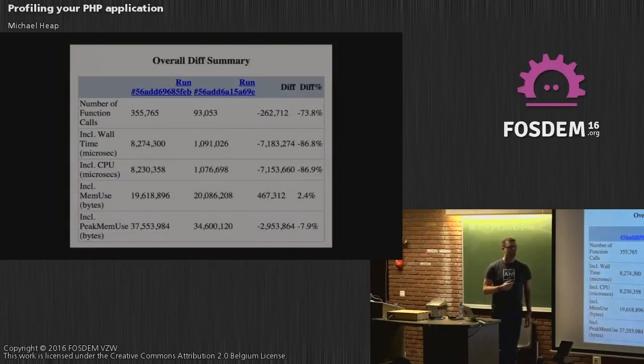It also has a comparison view. This is version 1 versus version 4. Version 1 had 355,000 function calls. Version 4 had 93,000. So that's a saving of 73.8%. Seeing numbers like this is really nice. You know that your summary time has gone down, but when you're trying to justify the work that you've done, being able to say, hey boss, look, I saved 86.8% of our wall time. This runs 86.8% faster.